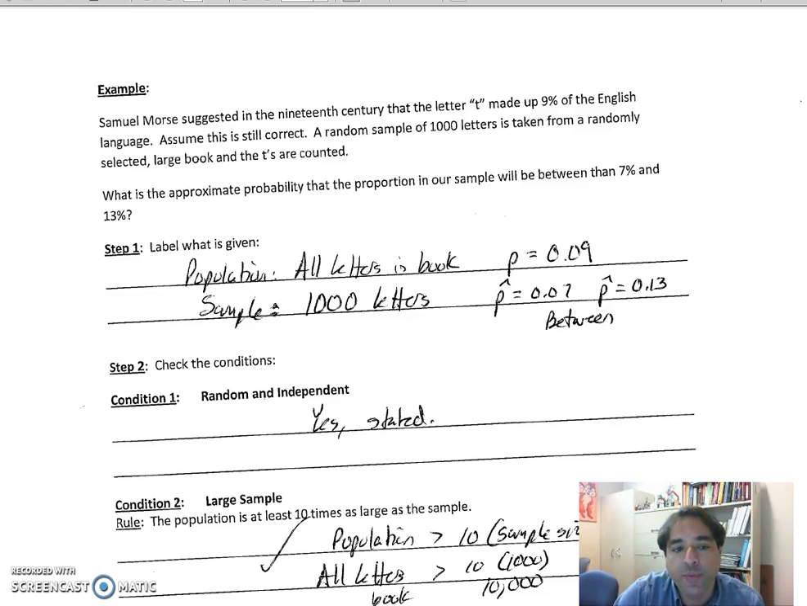Hello, I'm going to continue with section 7.3 in STA 2023 statistical methods. So we did two examples in the previous video. Now we're going to do two more. The more examples we do, the better we'll get at it.